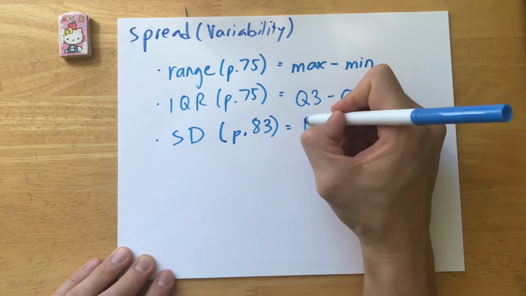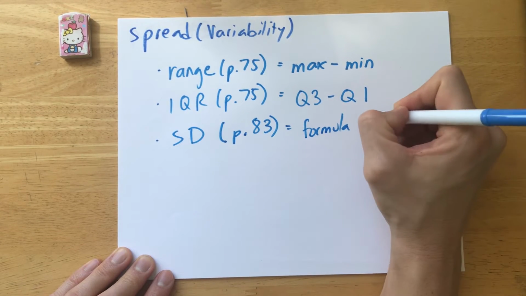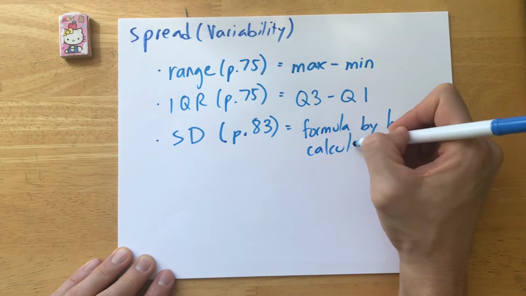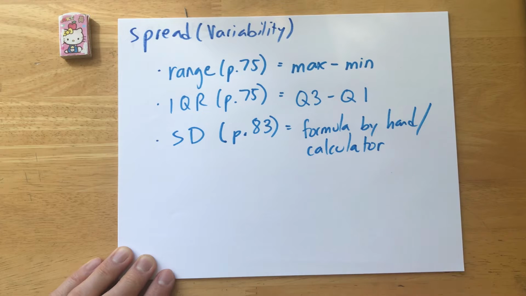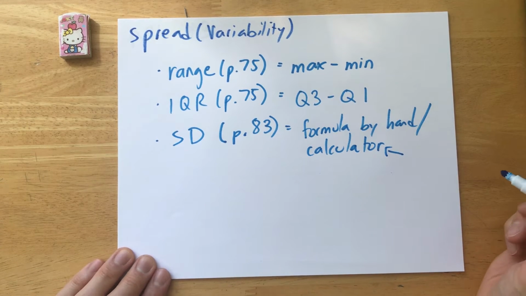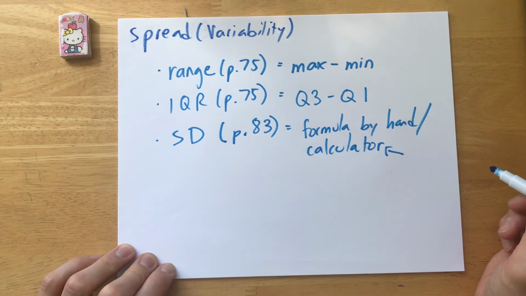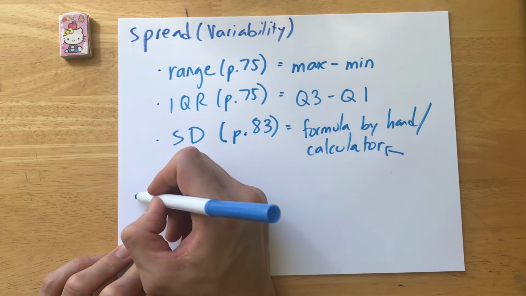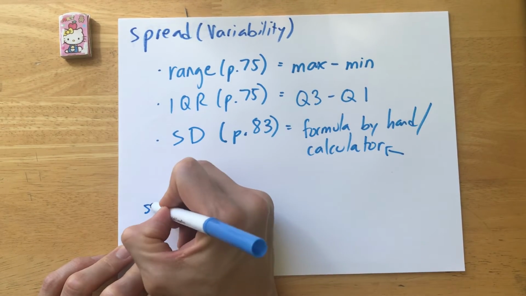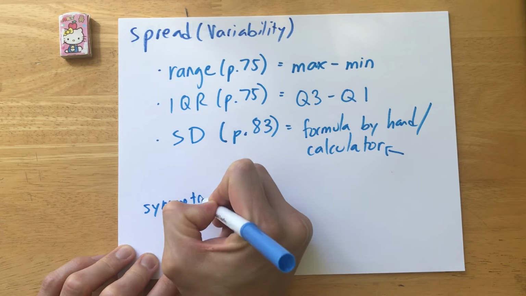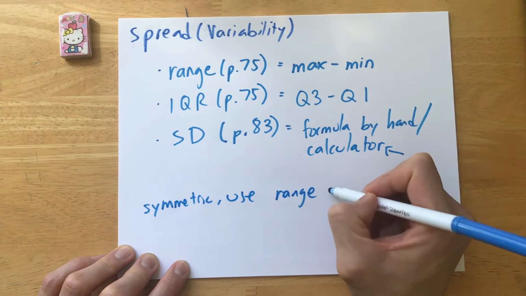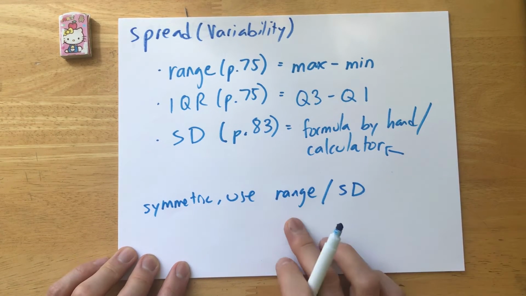There's a formula for that by hand. You can do this by hand, or you could use your calculator, which is what we're going to use for our class. Just like with the center, it's going to be different, depending on which one you should use in what situation. If the distribution is symmetric, you want to use either the range or the standard deviation.